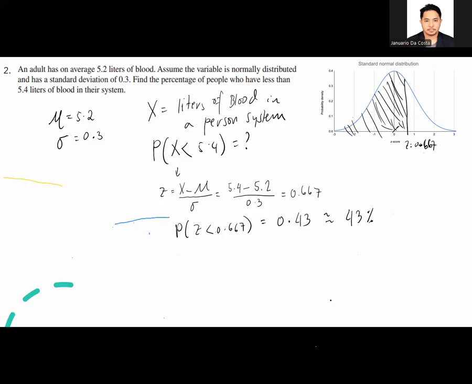So how do you answer that question? Find the percentage of people who have less than 5.4 liters of blood in their system. How many percent of people is that? 43%. Very good.